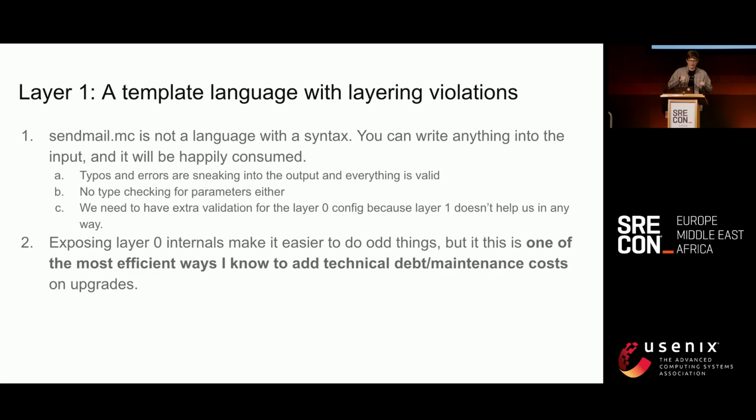M4 based, template language with layering violation, right? There isn't a syntax. Typos and errors just sneak into the output. You have no type checking for parameters. You have overrides which just modify the behavior of some other program. It's one of the most efficient ways to introduce technical debt that I know. It is the equivalent of, if you want to write your program, you load someone else's program and then modify bytes in memory. You know the offset, so you modify bytes in memory. Obviously, when that original program changes, all your modifications are undefined behavior now. But in the moment, it works. In the moment, M4 also works.